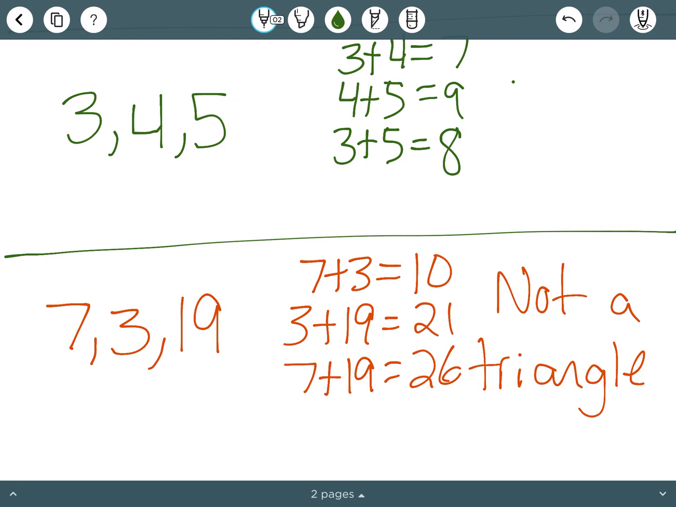And I guess going back to the first one, I could say this is a triangle. Yes, it works. Okay, we have two more examples that I'd like to go through.